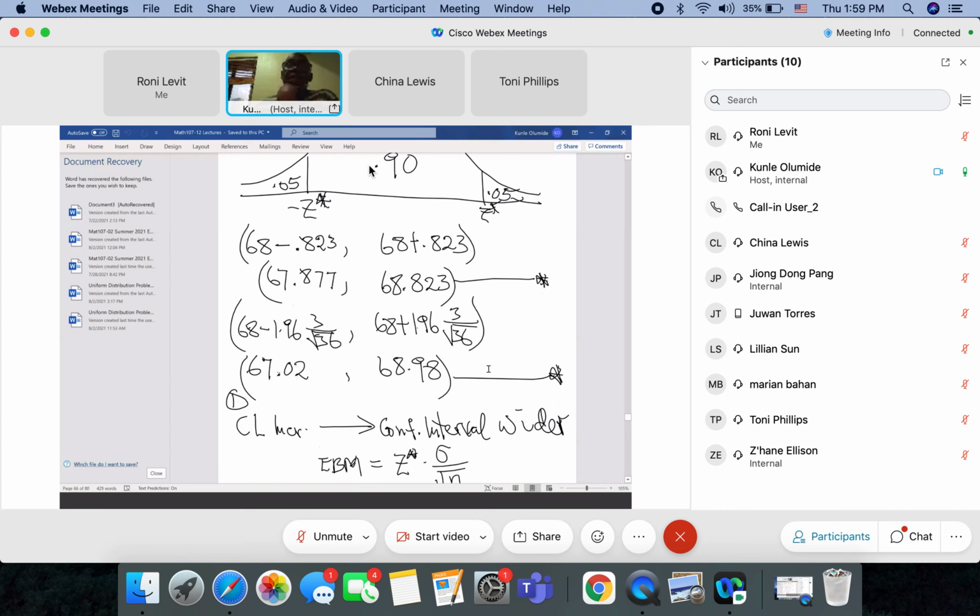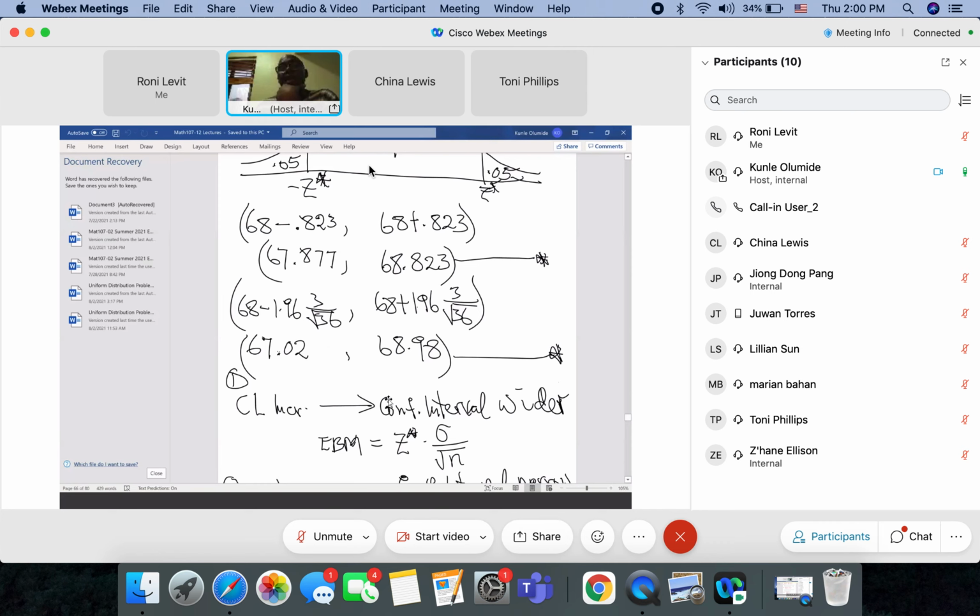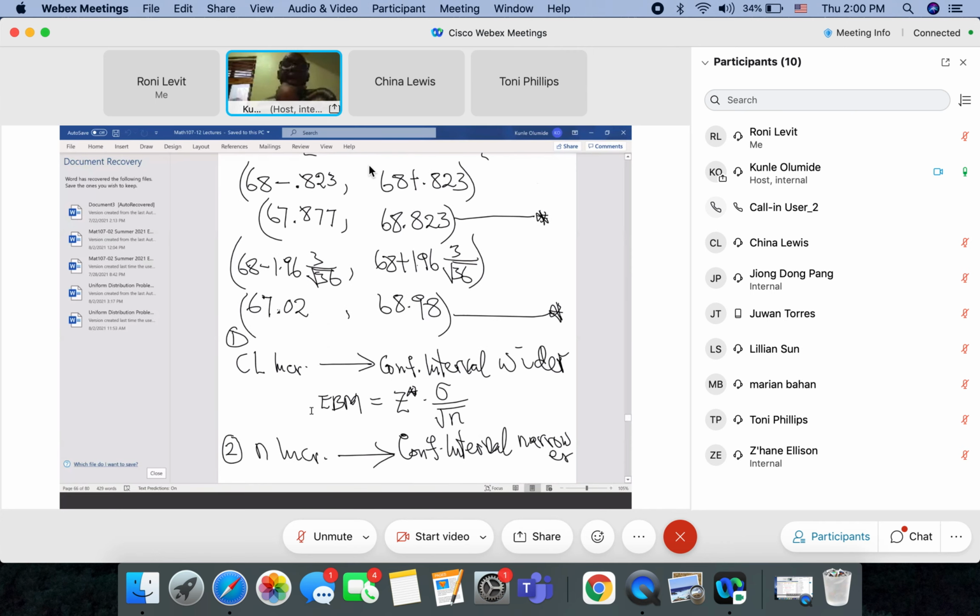And then we change the confidence level from 90% to 95%. And what that means is we're going to get a different Z star. And that different Z star is 1.96. That corresponds to the 95% confidence level. So we change the 1.645 to 1.96, and then we end up with 67.02 and 68.98. Okay, that was how we did that.